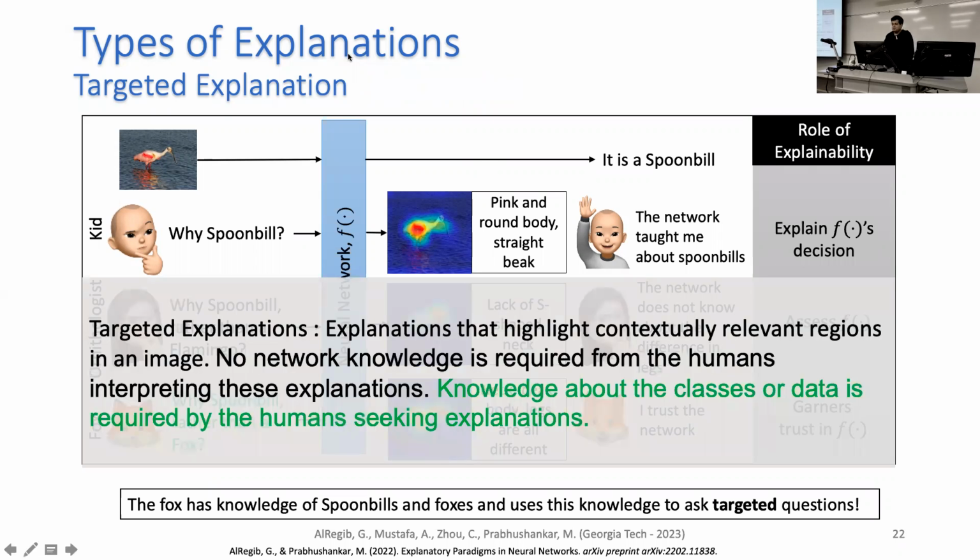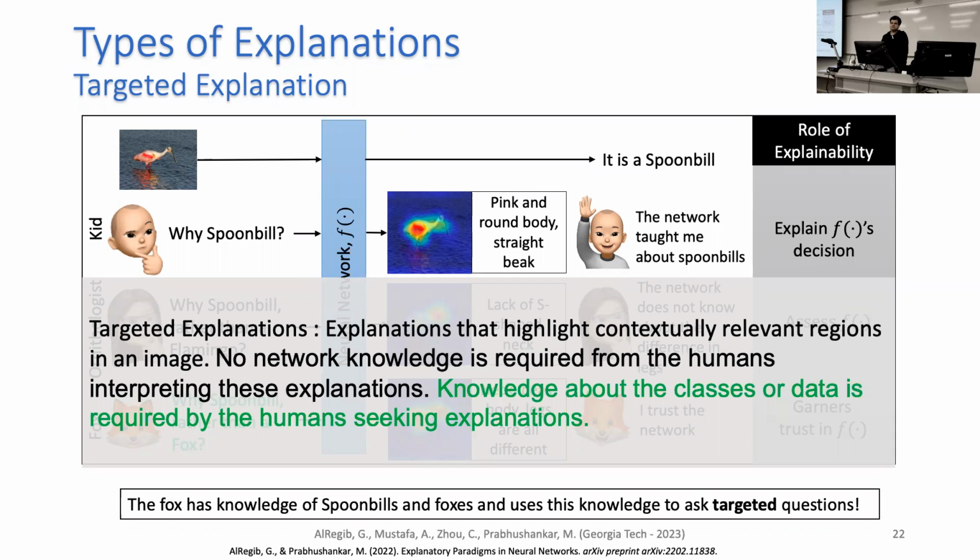So to give a formal definition: explanations that highlight contextually relevant regions in an image. No network knowledge is required from the humans interpreting these explanations. So the first part of it is the same as direct explanations. It directly highlights; the difference here is, of course, the contextually relevant regions, and the context is given by the question itself. No network knowledge is required from the humans. In other words, you don't need to know what weights are. You don't need to know what activations are.